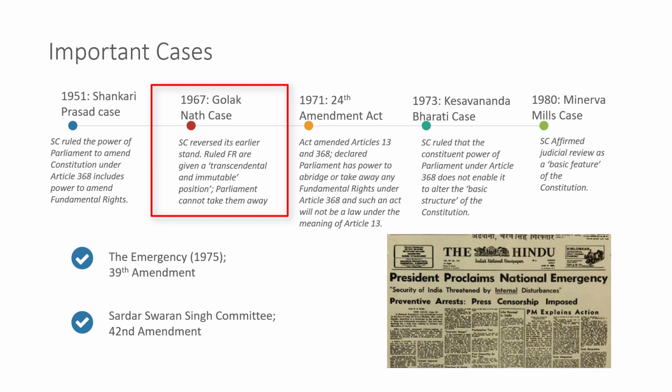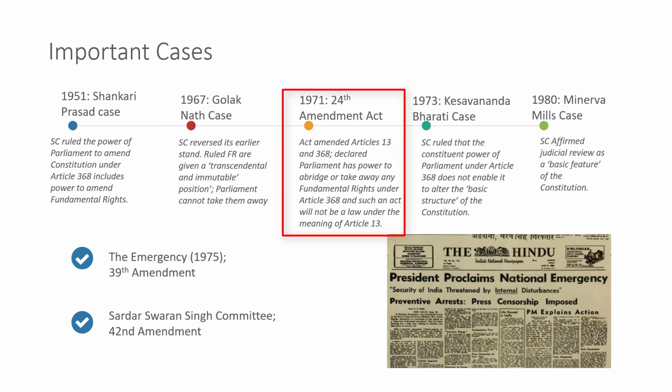The Parliament reacted to the Supreme Court's judgment in the Golaknath case by enacting the 24th Amendment Act of 1971. This act amended Articles 13 and 368. It declared that the Parliament has the power to abridge or take away any of the fundamental rights under Article 368, and that such an act will not be a law under the meaning of Article 13.